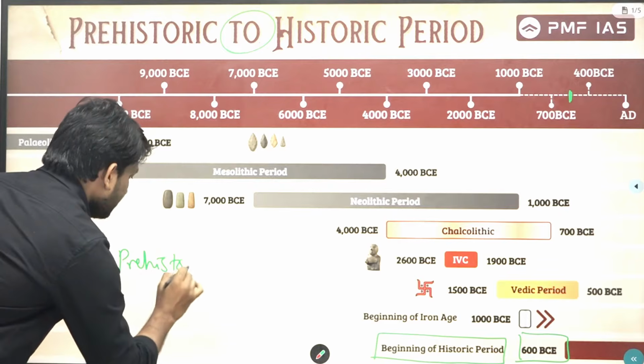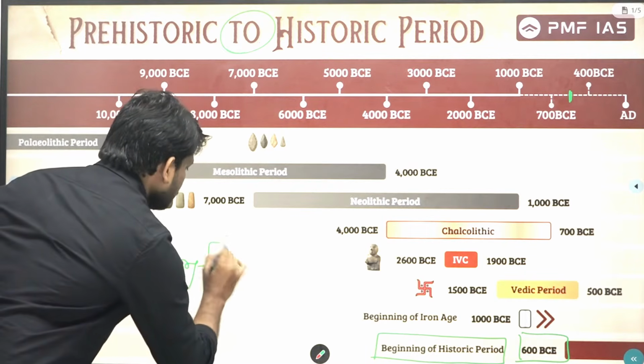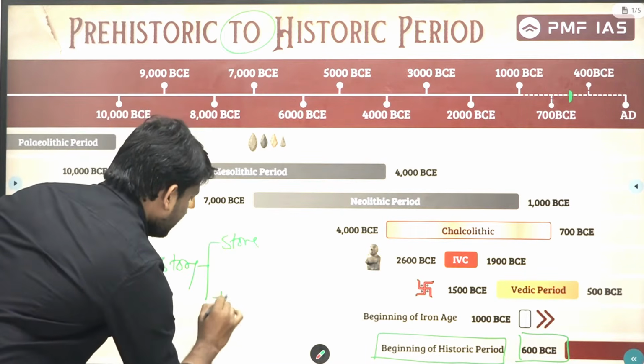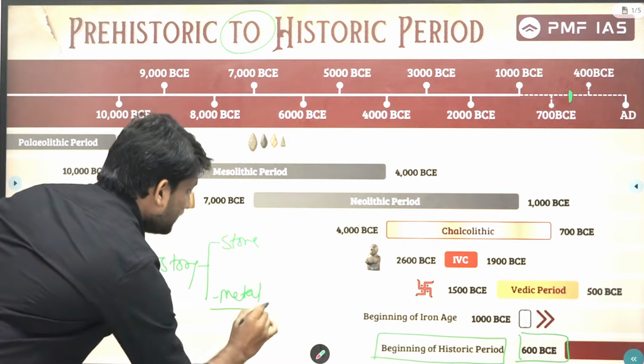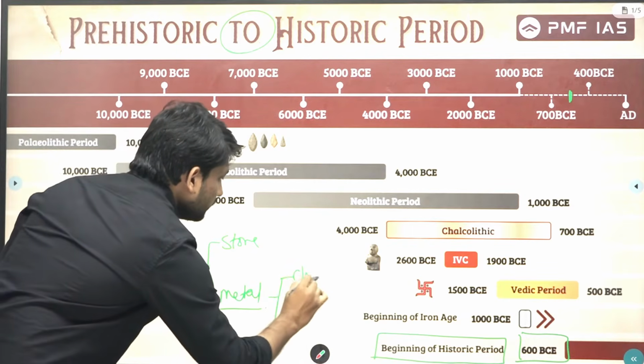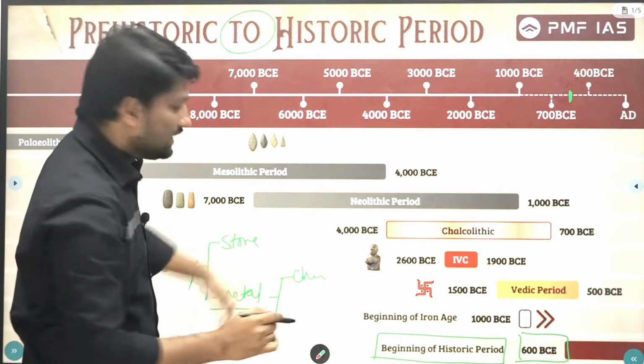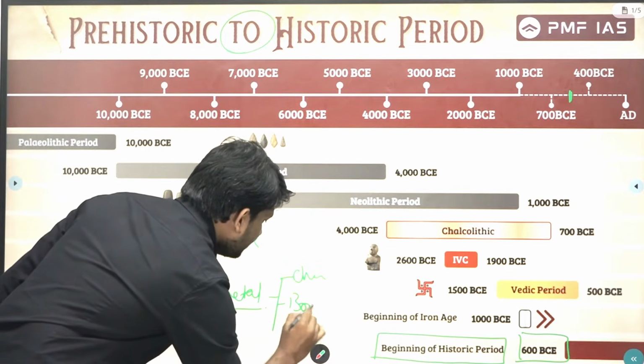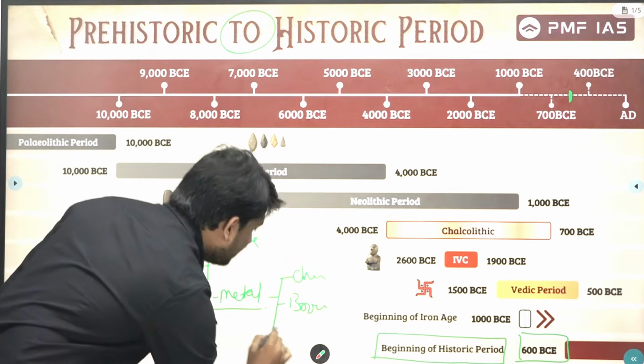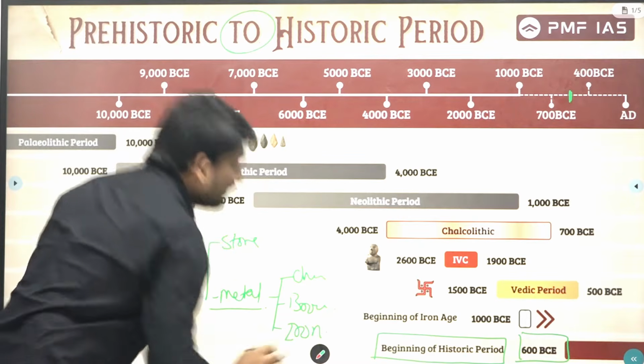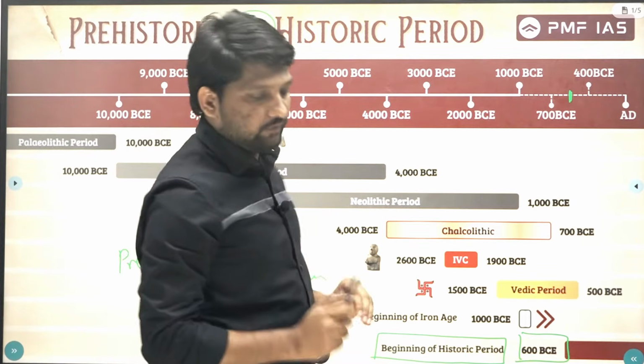Prehistory is again divided into Stone Age and then Metal Age. This Metal Age is again divided into Chalcolithic, meaning people were using copper, then Bronze Age, when people were using bronze, and then Iron Age, when people were using iron. Now we will see one by one.